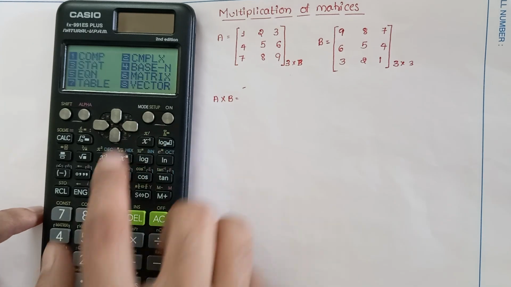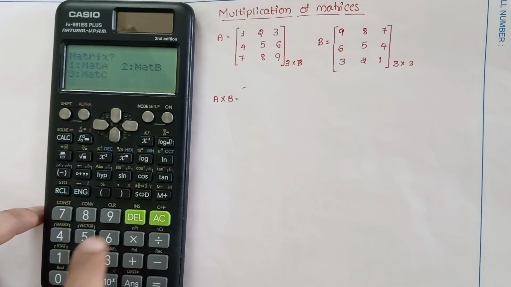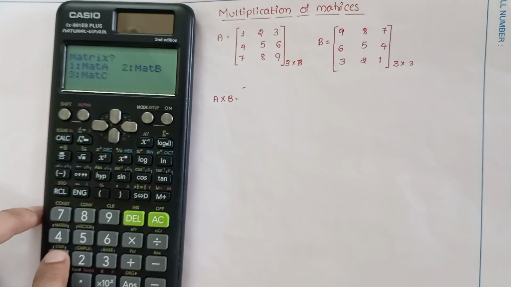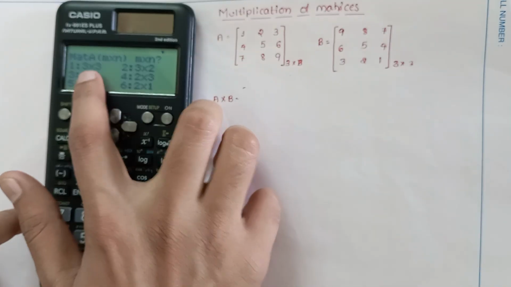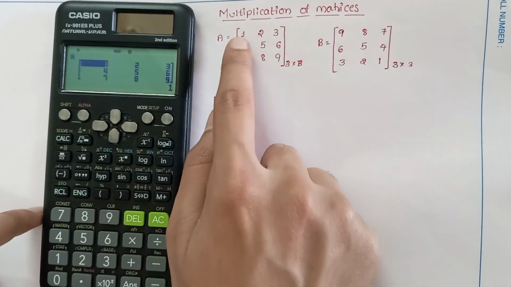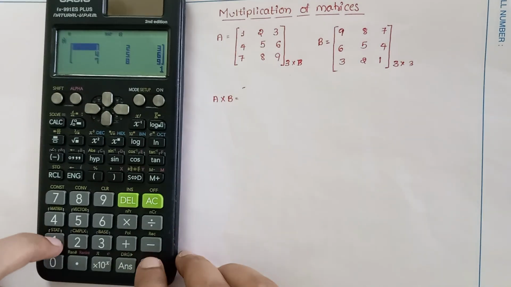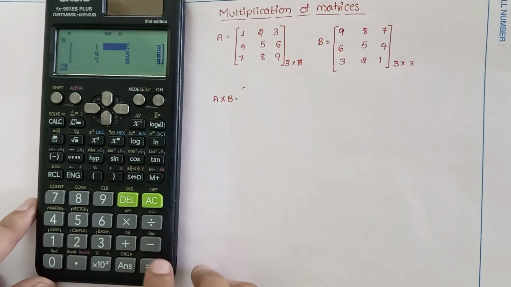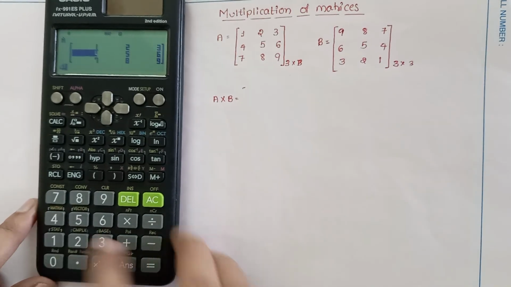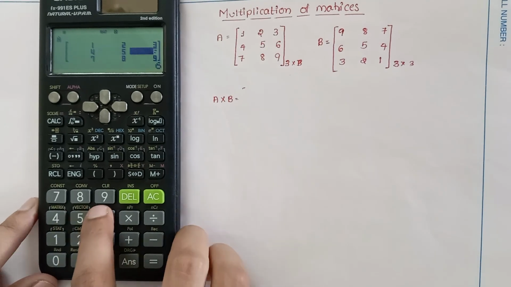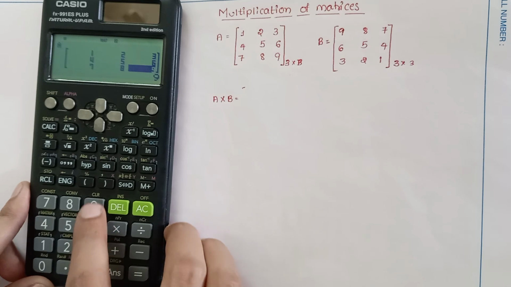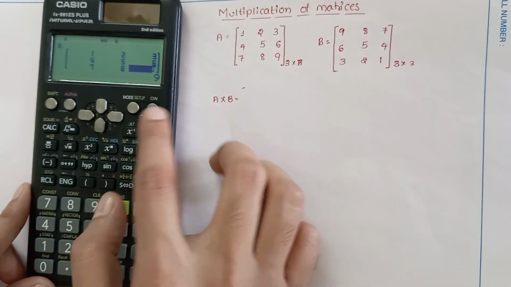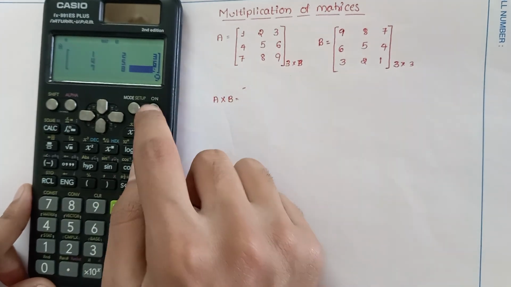Click on mode button. Select matrix 6. Click on mat A 1 and again order of matrix is 3 into 3. So click 1. Input the values of matrices 1, 2, 3, 4, 5, 6, 7, 8, 9. So matrix A is stored.